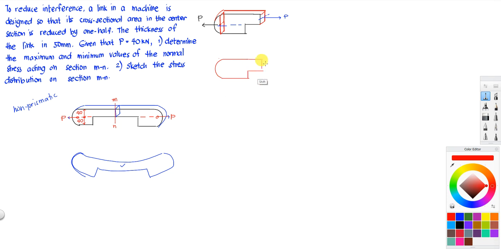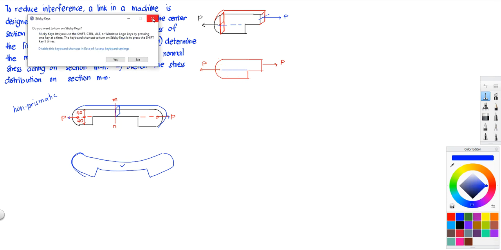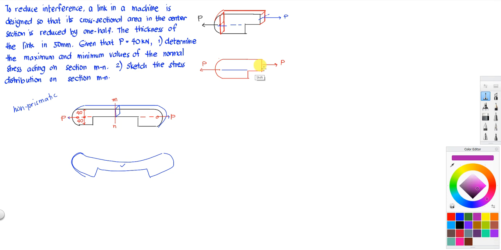So, in short, nandito yung aking isang P, and yung isa nandito sa aking isang P. Ito yung kanyang line of action, and then yung isa naman, nandito yung isang line of action niya. So, they are separated by a certain distance. Ang tawag natin doon sa separation na yun is actually eccentricity.